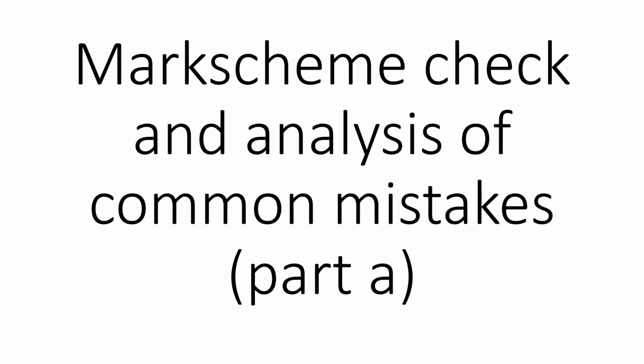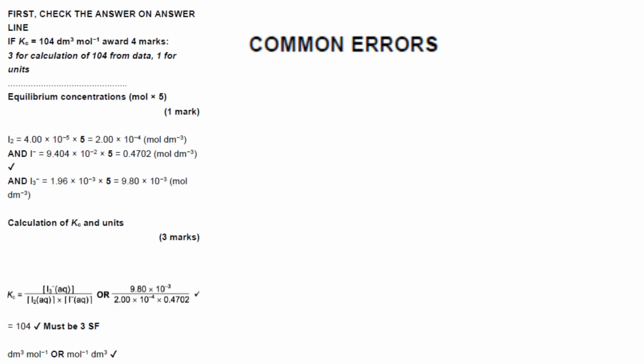So let's have a quick look at the mark scheme check and where some mistakes might lead you to. You can see that if we got 104 decimeter to 3 mole to the minus 1, it doesn't matter whether you say mole to the minus 1 decimeter to 3 or decimeter to the power 3 mole to the minus 1. They don't worry about that. It's either way around. So any mistakes that are made, if we have a final Kc value, it must be to 3 sig figs for reasons we just explained.